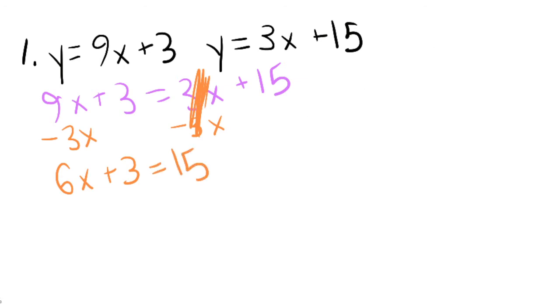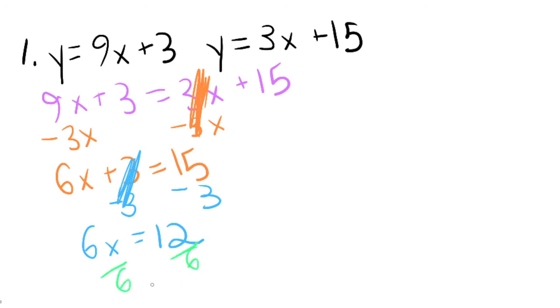Now to continue with this problem, I'm going to get the integers, the 3 and the 15, on one side as well, this side. So I'm going to subtract 3 once again, both sides. This would cancel out, and then I'll be left with 6x equals 12. And this becomes a lot simpler once you break it down like this. Lastly, you just need to divide to get an answer of x equals 2.